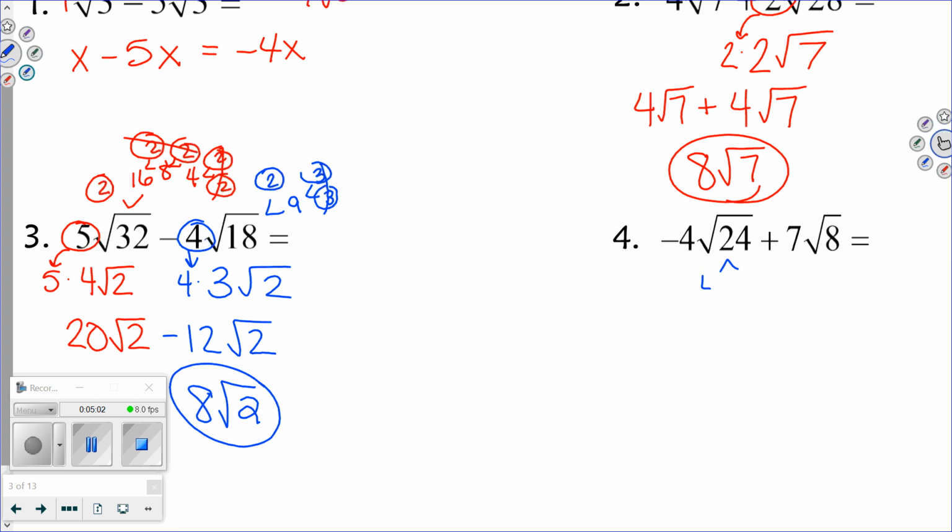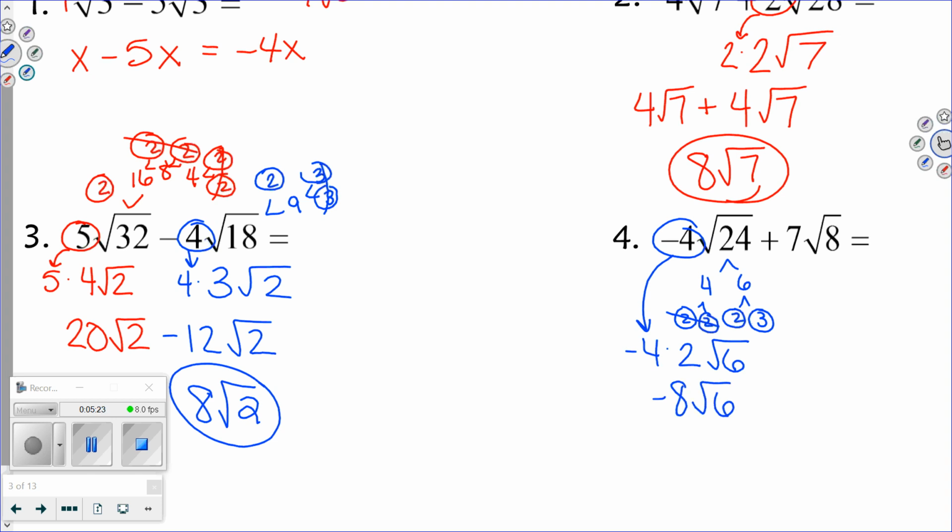24. 4 and 6. 2 and 3. 2 and 2. So that gives me a pair of 2s. Leftover 2 and 3, which makes 6. Don't forget that's still there. So negative 8 radical 6. All right, if I simplify the other one, 8 just becomes 4 and 2. 2 and 2. So pair of 2s, leftover 2. Don't forget you got a number out front. So 14 radical 2.